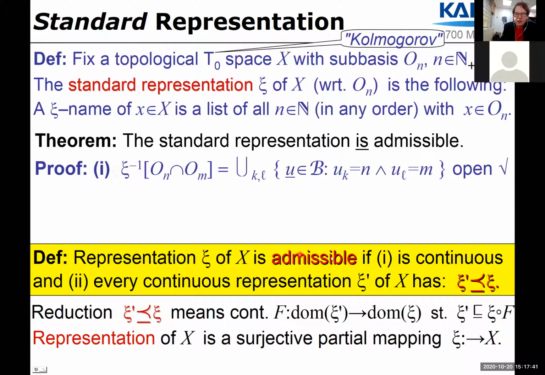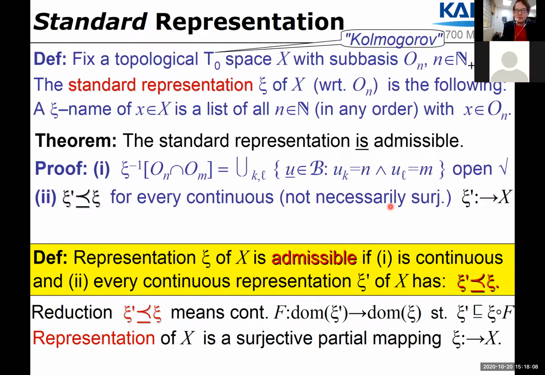Okay, so now we've established the first requirement for a representation to be admissible, corresponding to the proof in NP-completeness that the problem is in NP. Now we need to prove the harder part, the reduction. Here, the reduction from any other continuous representation to the representation Xi, the standard representation.